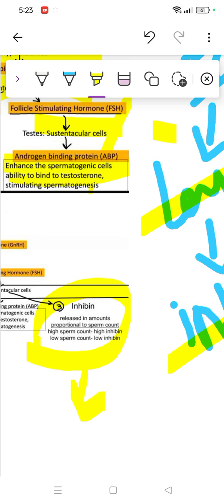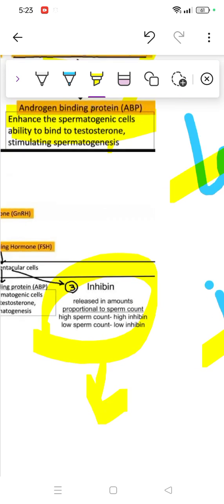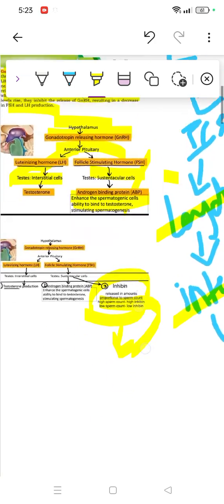As we have enzyme inhibition, this means we are going to stop something. So inhibition is something like that. But this is inhibin: if there is a high sperm count, it means high inhibin. If low sperm count, this means low inhibin. So I'm sure it's clear to you.